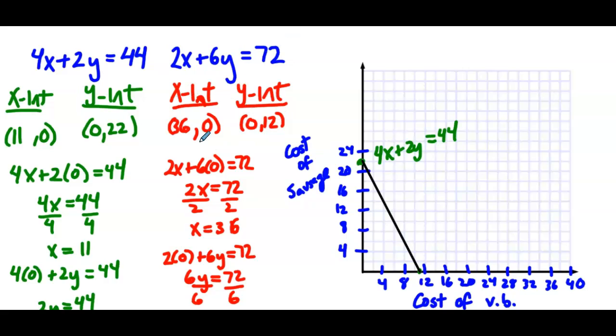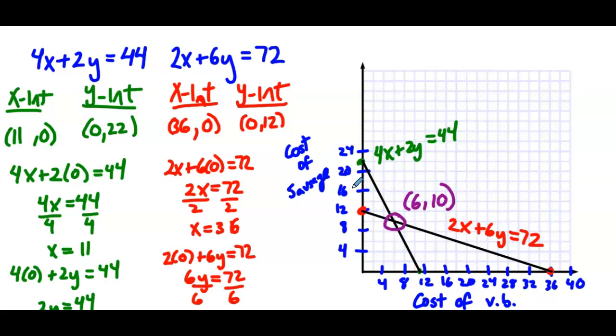Now plotting with the other 2 points, so we have 36, 0 as the x-intercept, 0, 12 as the y-intercept. And we will connect our 2 points, label our line 2x plus 6y equals 72. Point of intersection is right there, which is the point 6, 10.